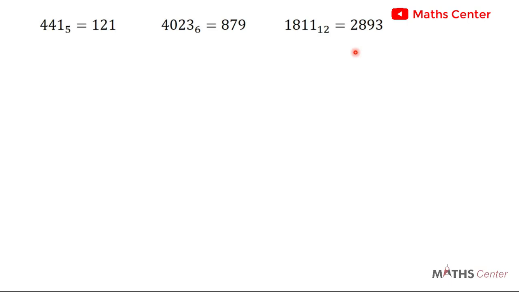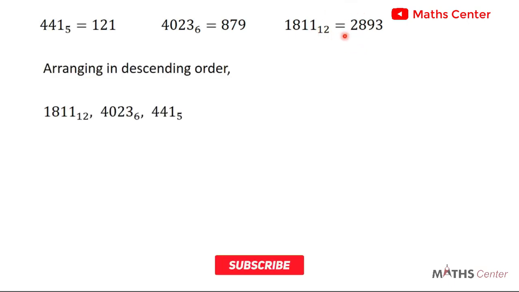We are supposed to arrange this in descending order, which means from the biggest to the smallest. From here, it's so clear that this is the biggest. Comparing the base 10 numerals, this is the biggest, followed by this, then followed by this. So 1811 base 12 is the biggest. Then the next is 4023 base 6. Then the last is 4415 base 5, which is the smallest.